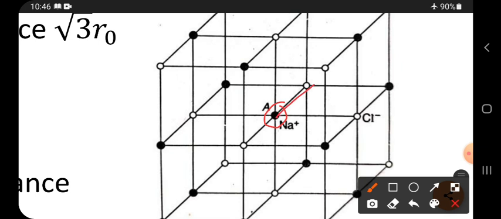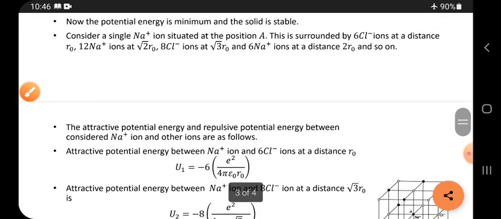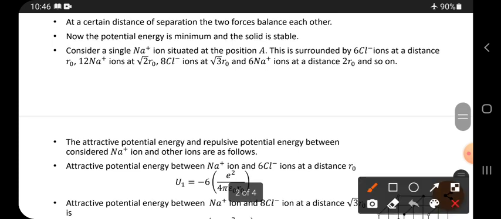1, 2, 3, 4, 5, 6. Right. It is chlorine. At these 6 places, it is at equal distance. That is r naught distance only. So 6 ions at a distance r naught.